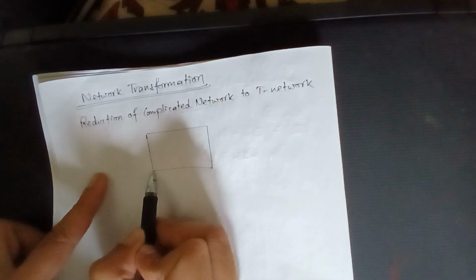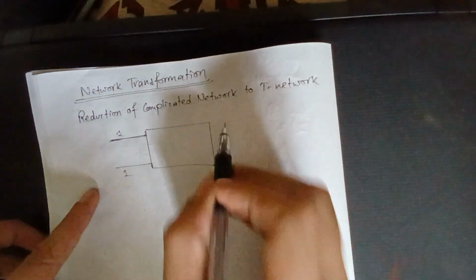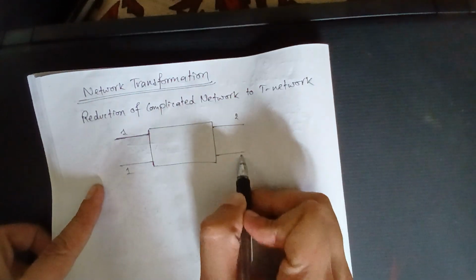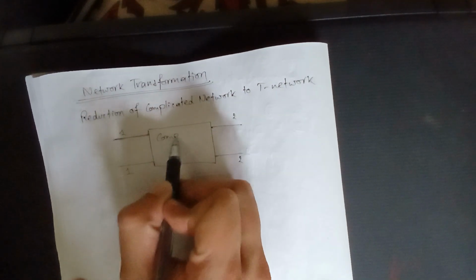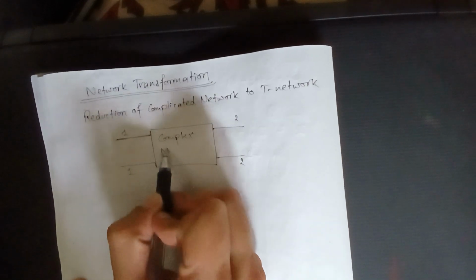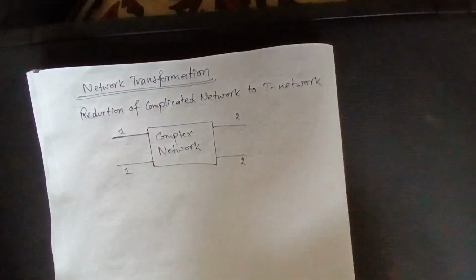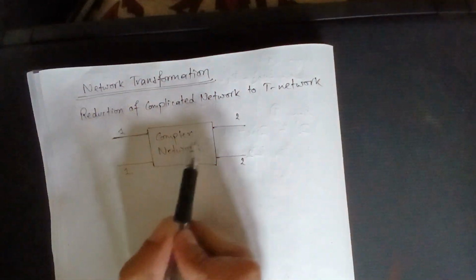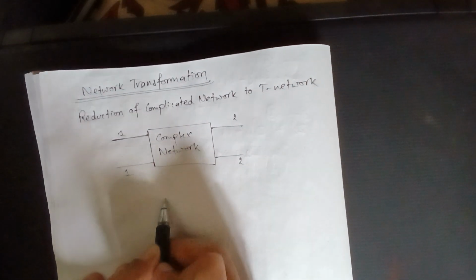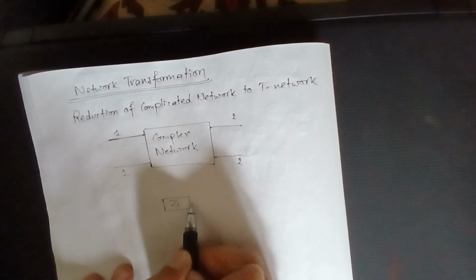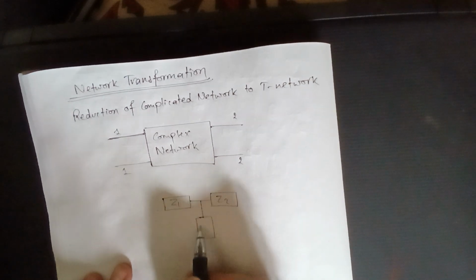In this box, there are two ports: 1 represents the port for input, and 2 the port for load, where we keep the load. This box represents a very complex network of resistors, inductors and capacitors, whatever is possible. We can reduce any type of such complex system into a very simple T network, where we just have to know three impedances: Z1, Z2 and Z3, right?